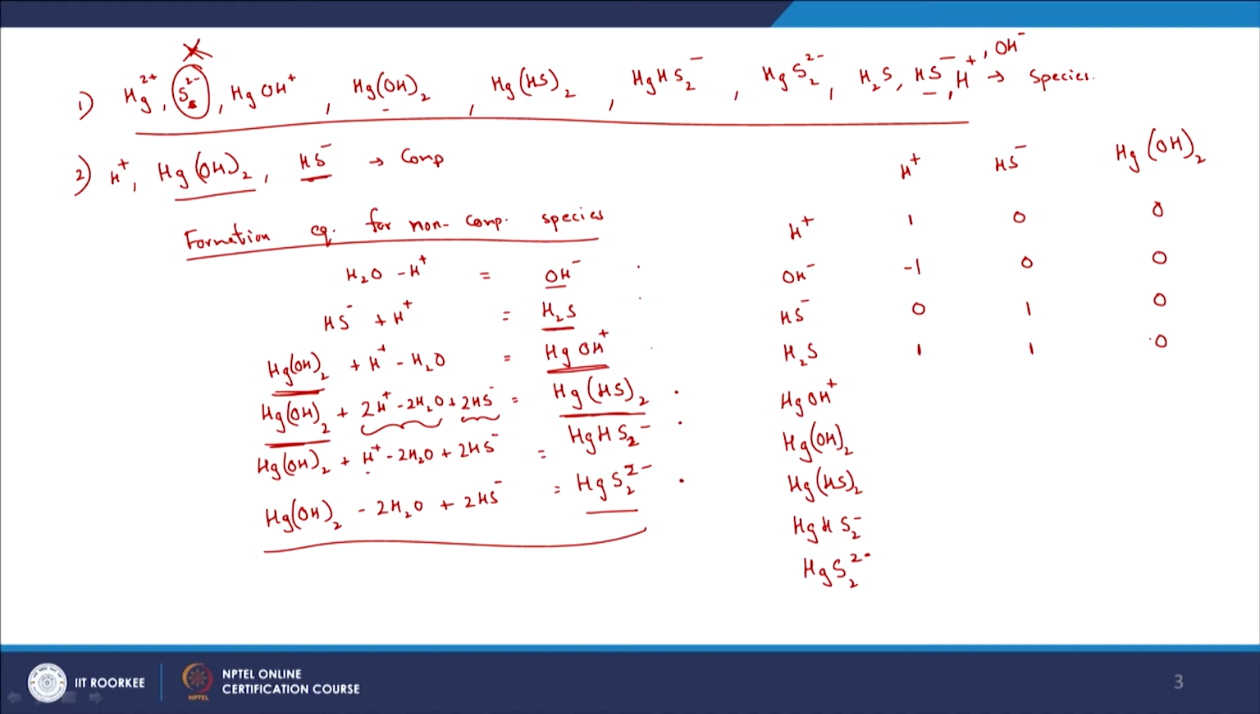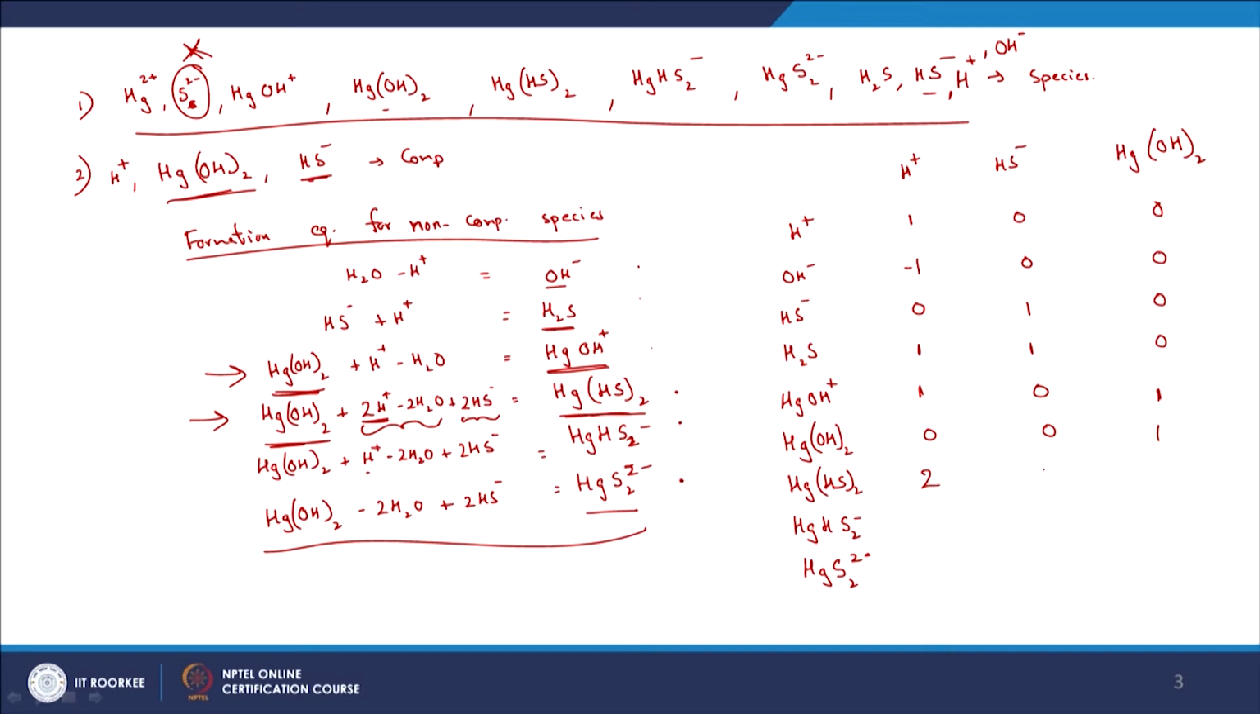And how do I form my HgOH plus? Looks like I need 1 H plus, looking at this equation, and I need 1 HgOH twice, and I do not need any HS minus. And then HgOH twice, and where is that? Okay, that itself is a component, so that's going to be a 0, 0, and 1. And now we need to look at Hg(HS)2, and that's this equation. So what do I need here? I need 2 H plus, as we see here. And how many HS minus? Again, I need 2 HS minus.